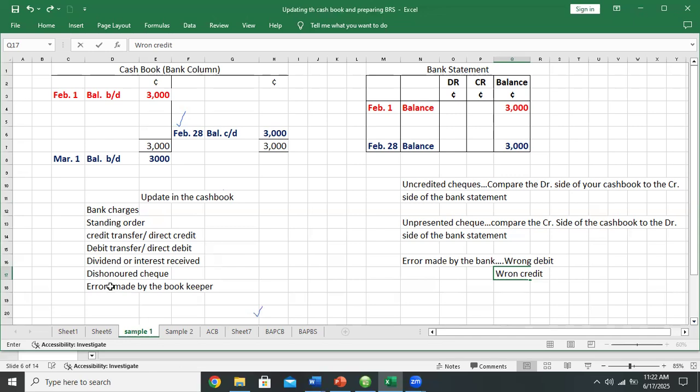If you are confused about the errors made by the bookkeeper, for example, the bookkeeper might be recording some money received from a customer, maybe 1,005, and then he'll go and write 1,002. Okay, so those are some of the errors. Or maybe he was supposed to debit the cash book, he went to credit it, right? And then the 3, uncredited check, unpresented check, and the errors made by the bank, i.e. wrong debit, wrong credit. You adjust them or you work on them in the reconciliation statement.